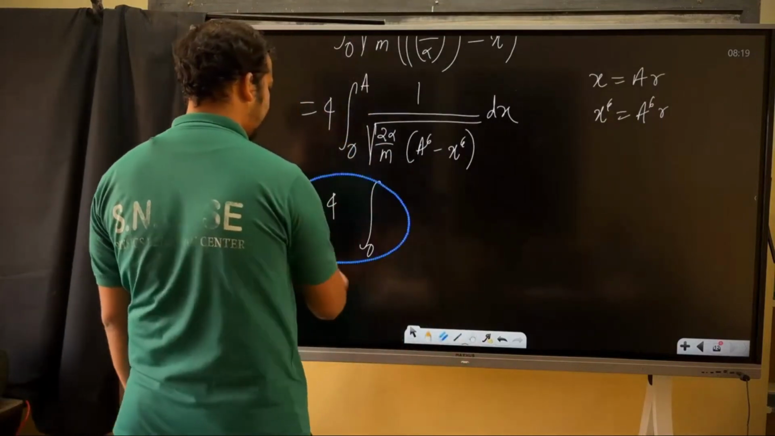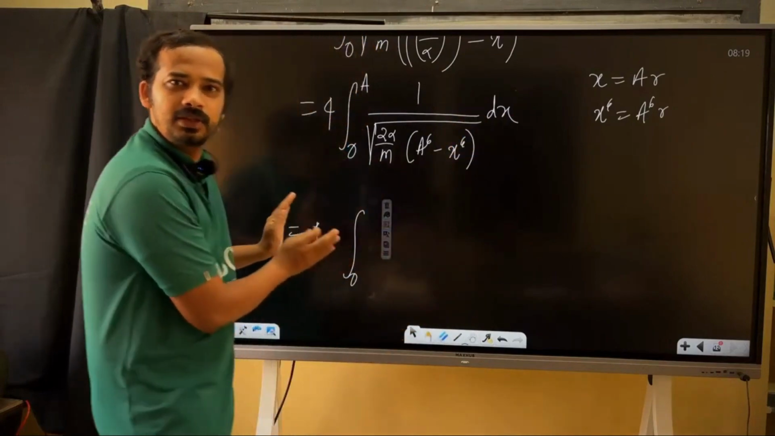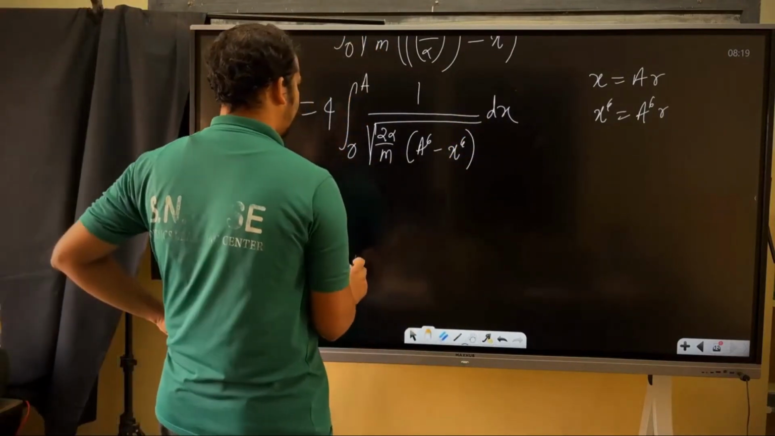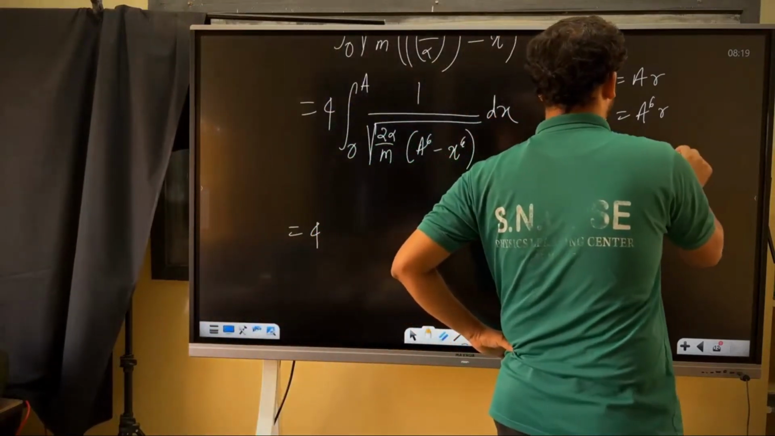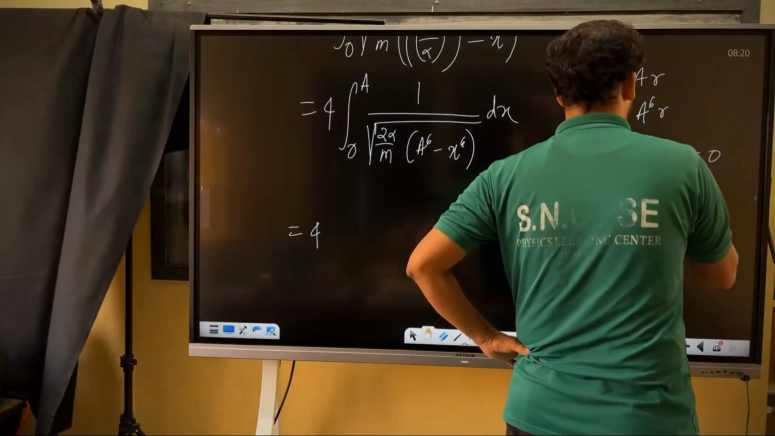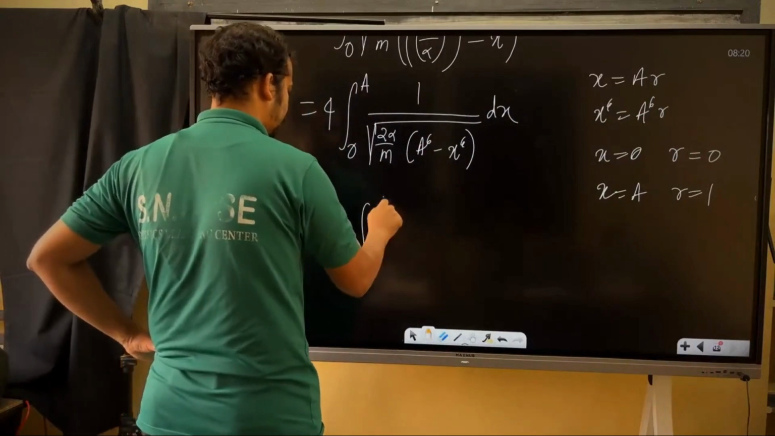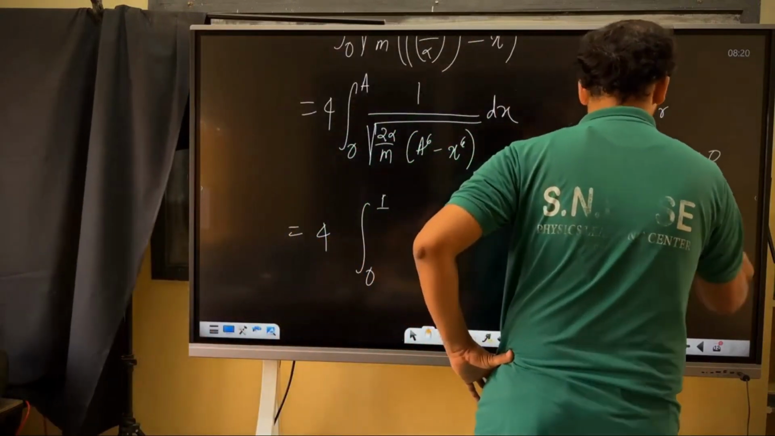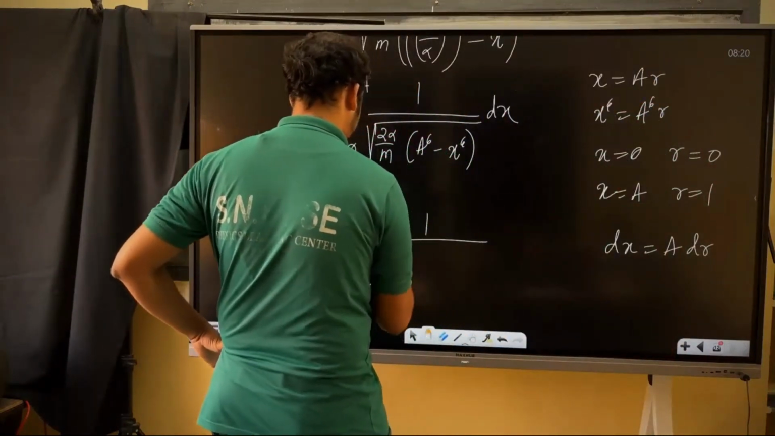Somehow take something outside, make the integral independent of that, so that you will get the proportionality factors. Am I right? Now, what is this one? When x equals 0, r equals 0. When x is equal to a, r equals 1. So, 0 to 1, dx is a dr. So a dr over there.